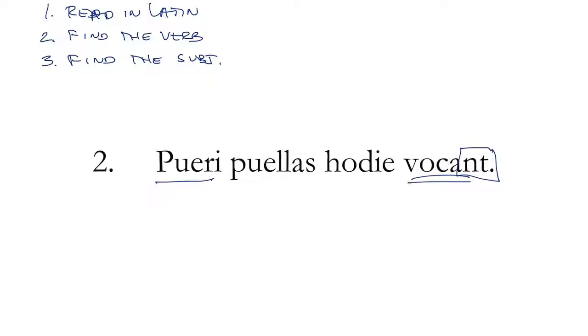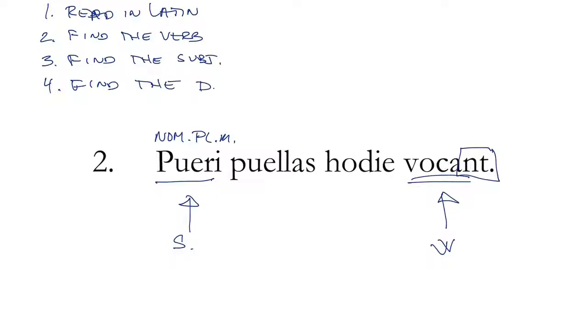And sure enough, pueri. Pueri is nominative, plural, masculine. So, the boys call. Now, nothing you do with this sentence is going to change. That's your subject here, boys, and vocant is your verb. The boys call. Number 4, find the direct object.